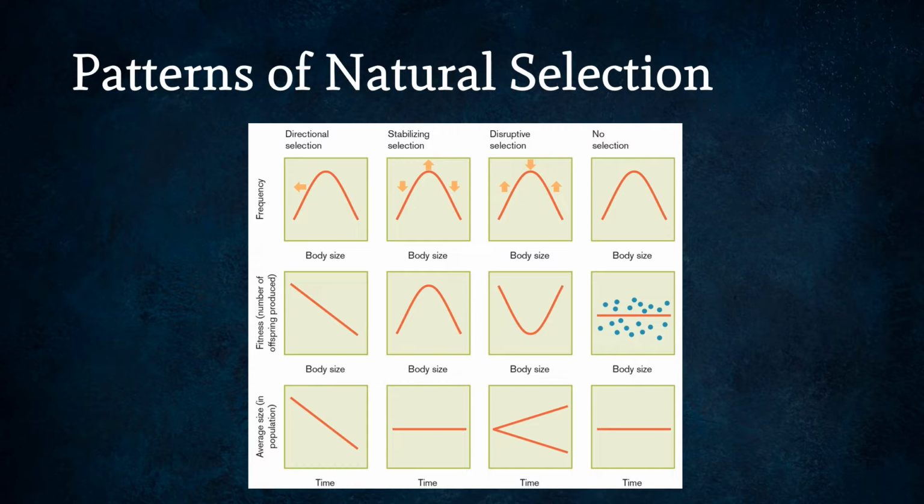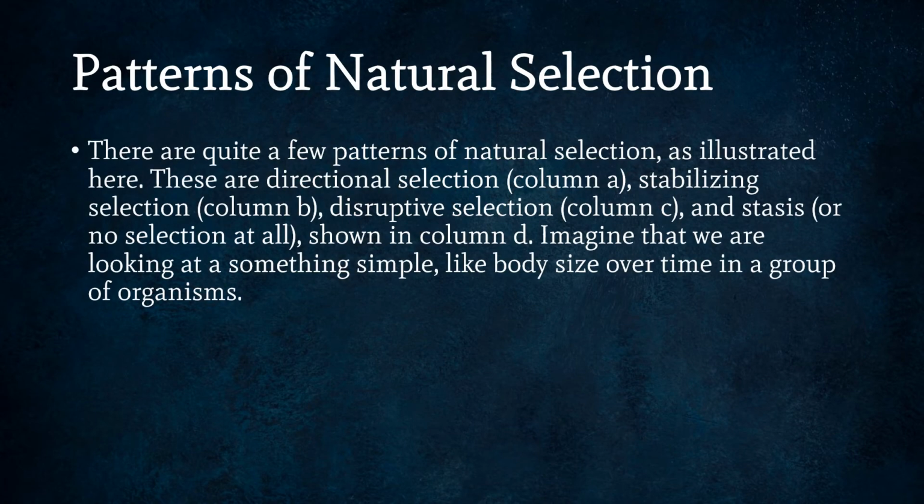This might be, well, let's move on to the next couple slides, and I'll probably explain more about each of these. Okay, so as I said, there are quite a few patterns of natural selection as illustrated in the previous slide, and the following slides show the same graph again. I will discuss all of these columns: directional selection, stabilizing selection, disruptive selection, and stasis or no selection at all.